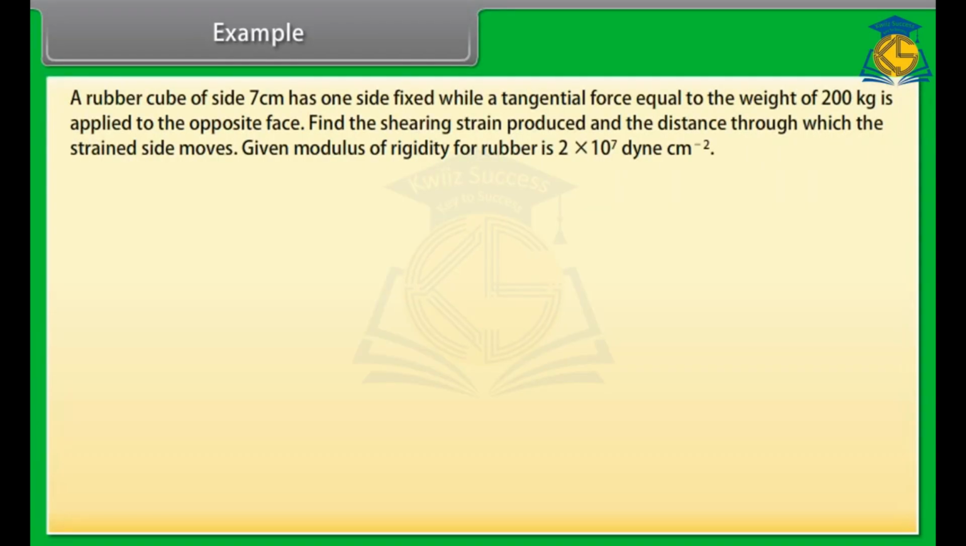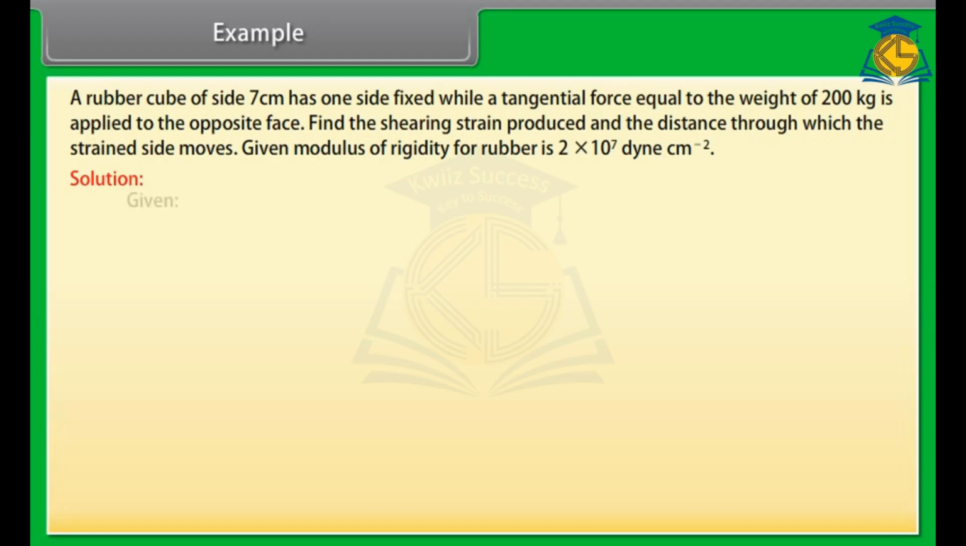Example. Let's take an example of elastic moduli. A rubber cube of side 7 cm has one side fixed while a tangential force equal to the weight of 200 kg is applied to the opposite face. Find the shearing strain produced and the distance through which the strained side moves. Given modulus of rigidity for rubber is 2 into 10 raised to the power 7 dyne per centimeter square.